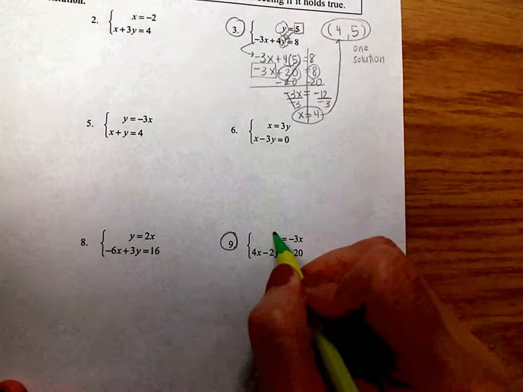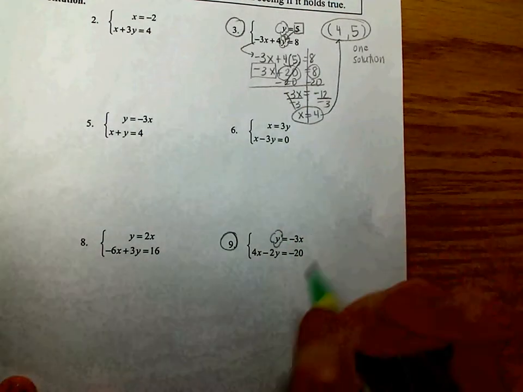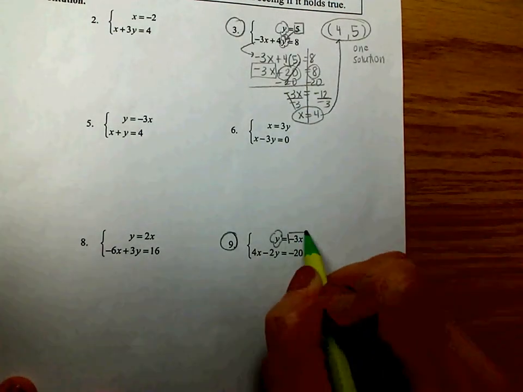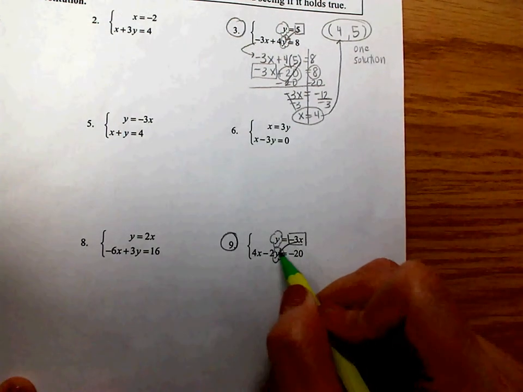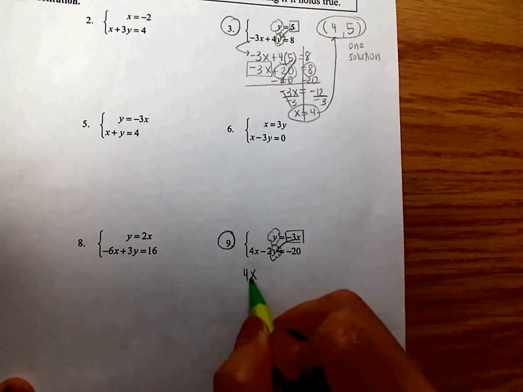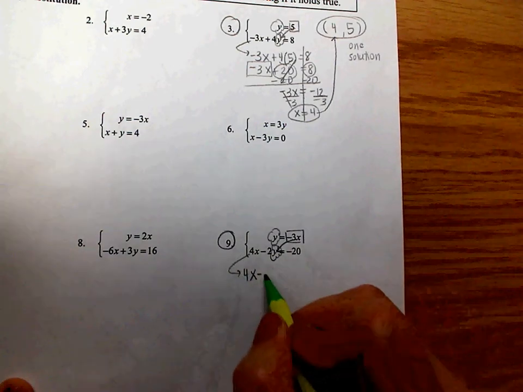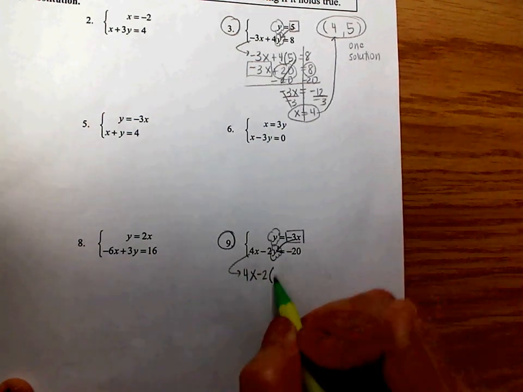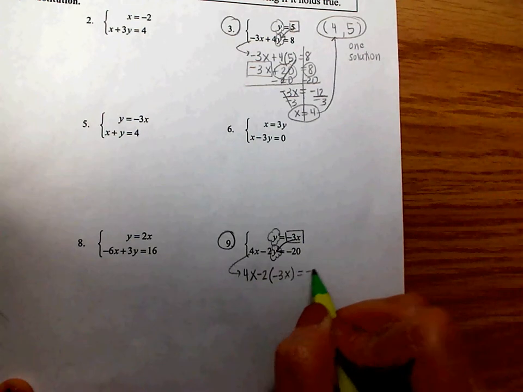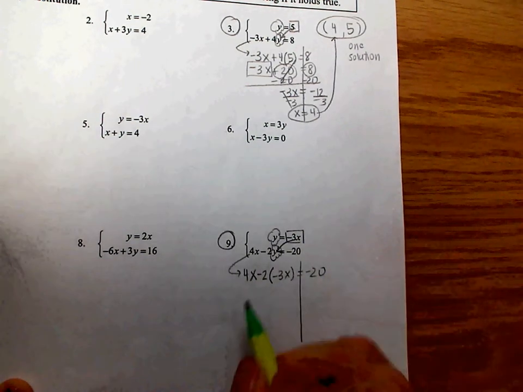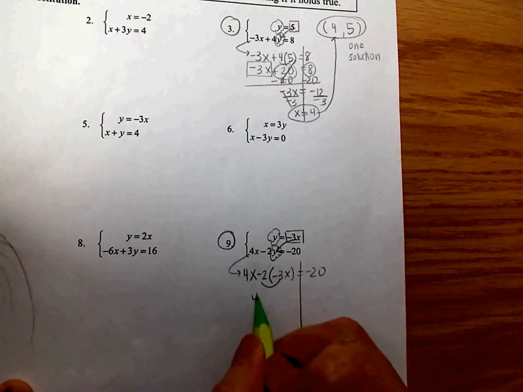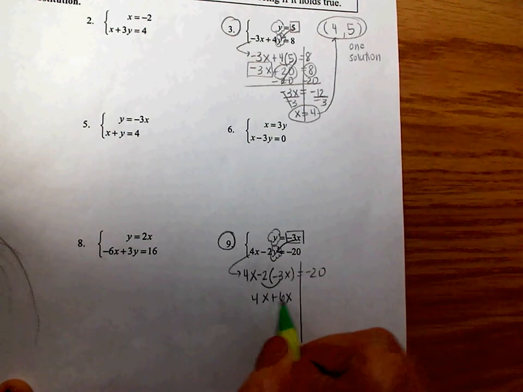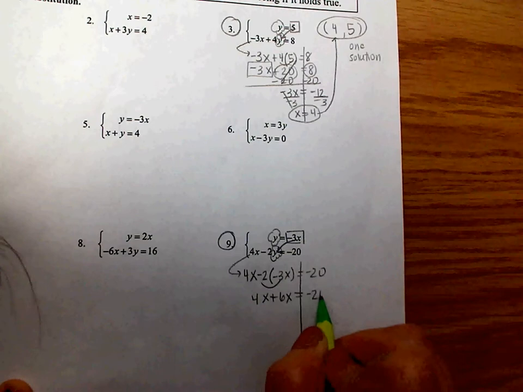Number 9. This time we have, again, the y being isolated, which is equal in value to the negative 3x. Find that y here, and that arrow goes right in. So 4x minus, we're rewriting that second equation, minus 2 times negative 3x equals negative 20. So then these get multiplied. That's a negative 2 times a negative 3. That's a positive 6. And then don't forget the x, equals negative 20.